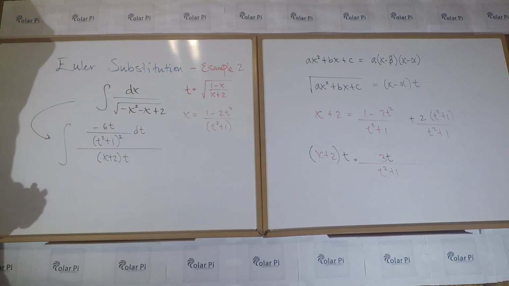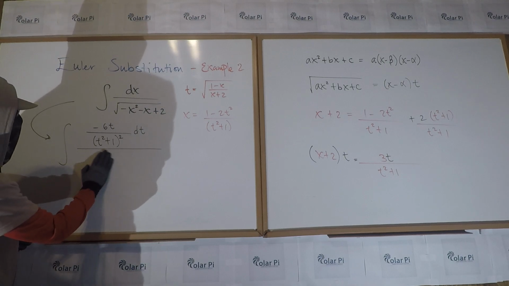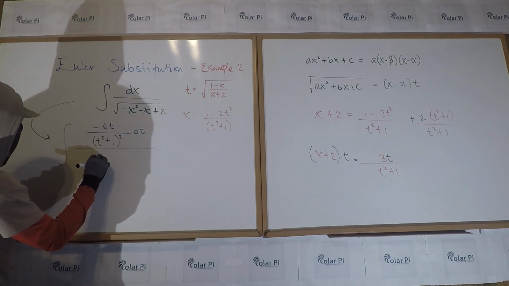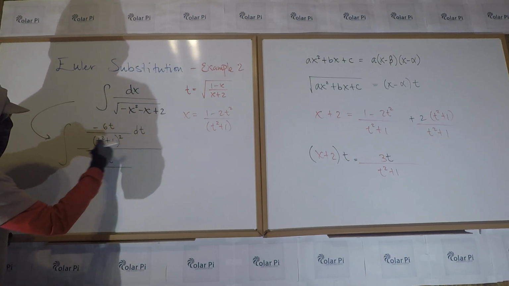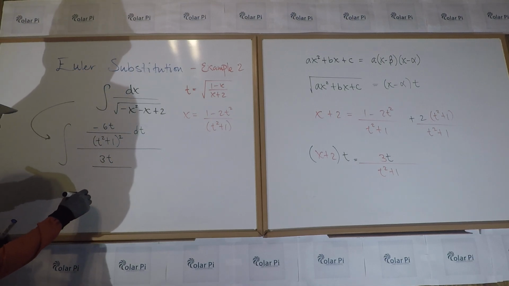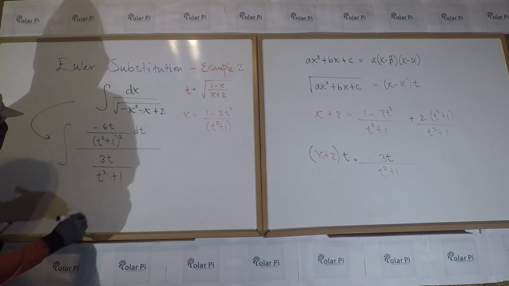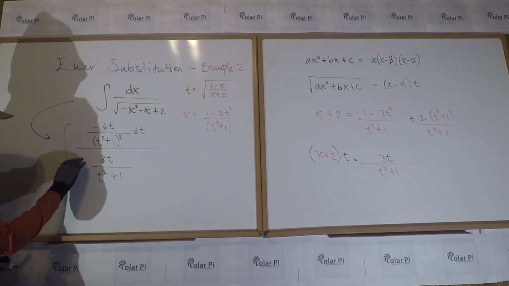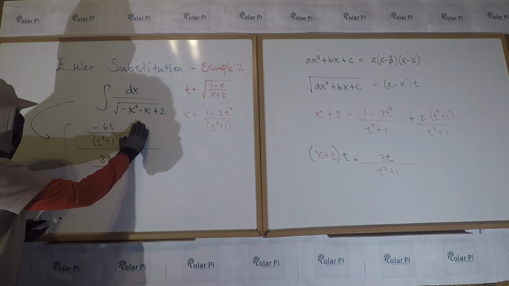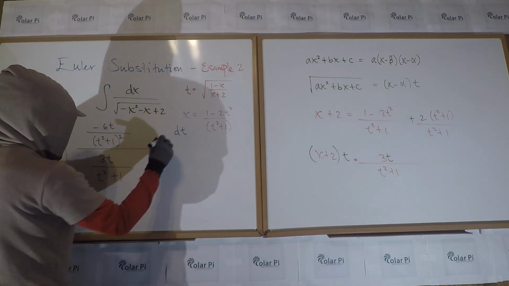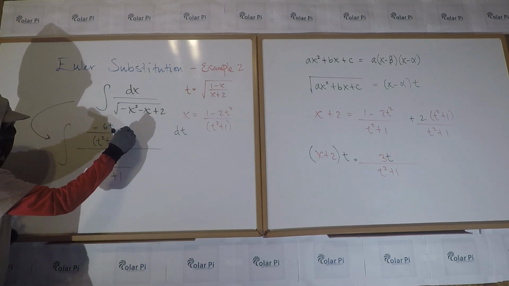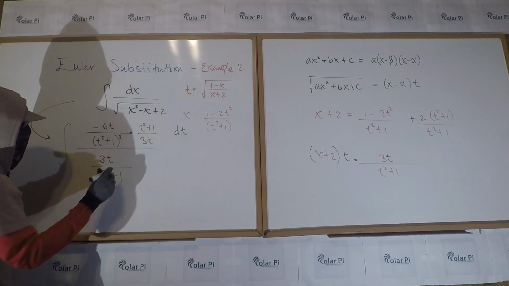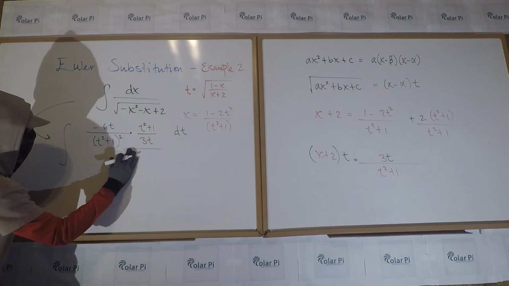So I could substitute for this here with divide by 3t over (t squared plus 1). But dividing by this is the same thing as multiplying by its reciprocal, so I prefer that. I'll scoot the dt over here and write the reciprocal of this guy here. That's (t squared plus 1) over 3t. And I now need to get rid of this.